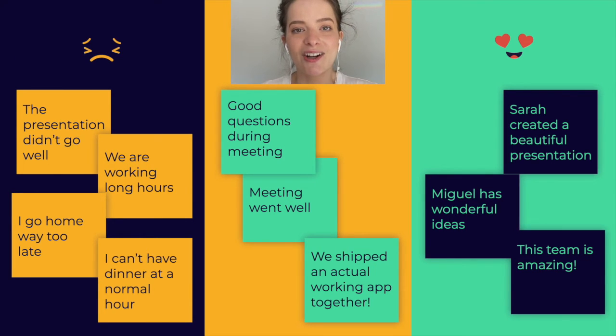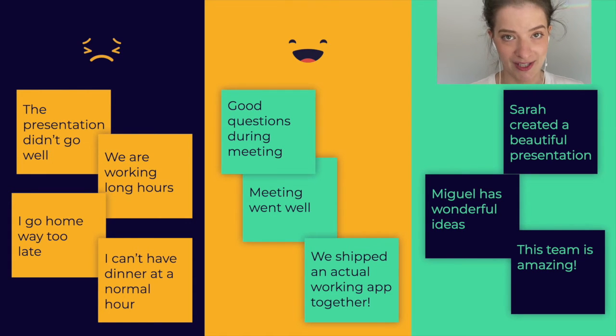In the like column, you could say, good questions during meetings, the meeting went well, we shipped an actual working app together, which is a wonderful thing to celebrate. In the praise column, you could, for example, say that somebody created a wonderful presentation, or somebody has great ideas, or that you like working together in the team. This creates some room to praise each other.